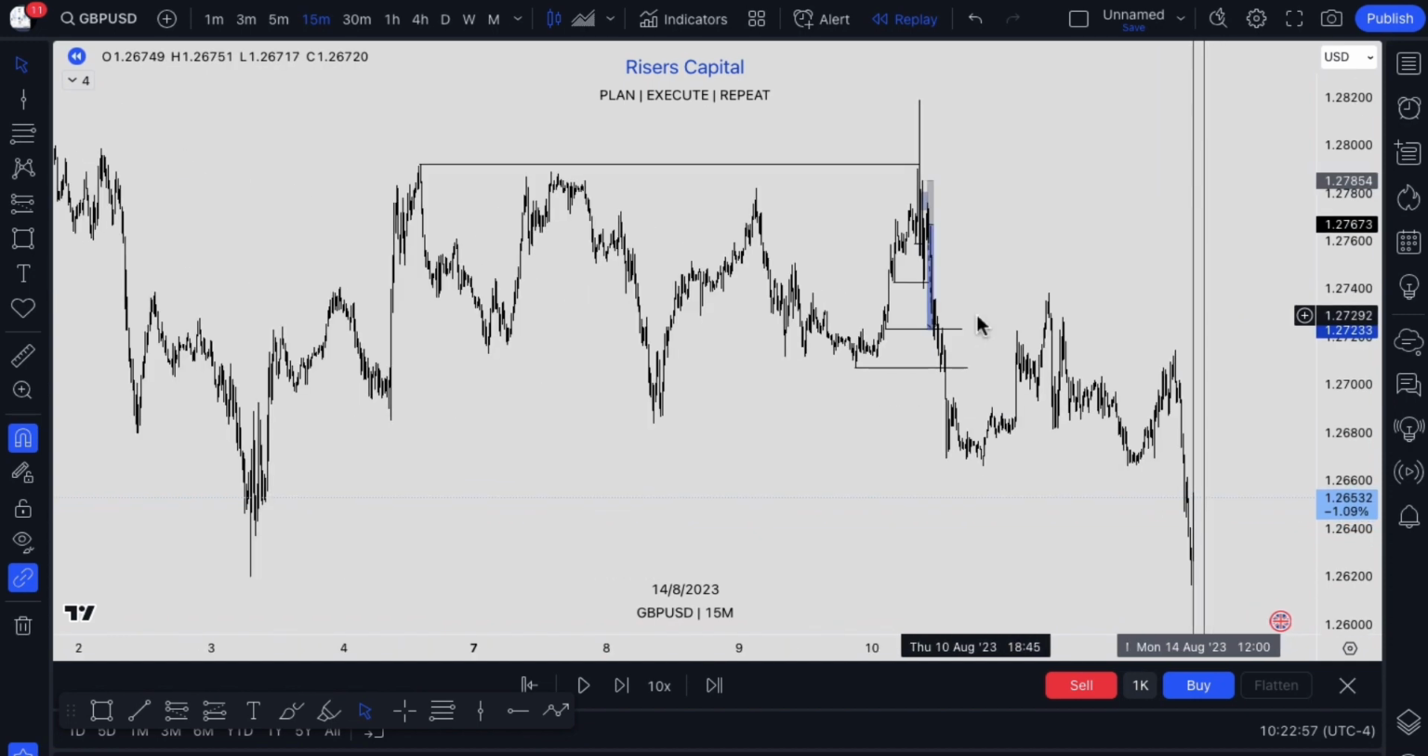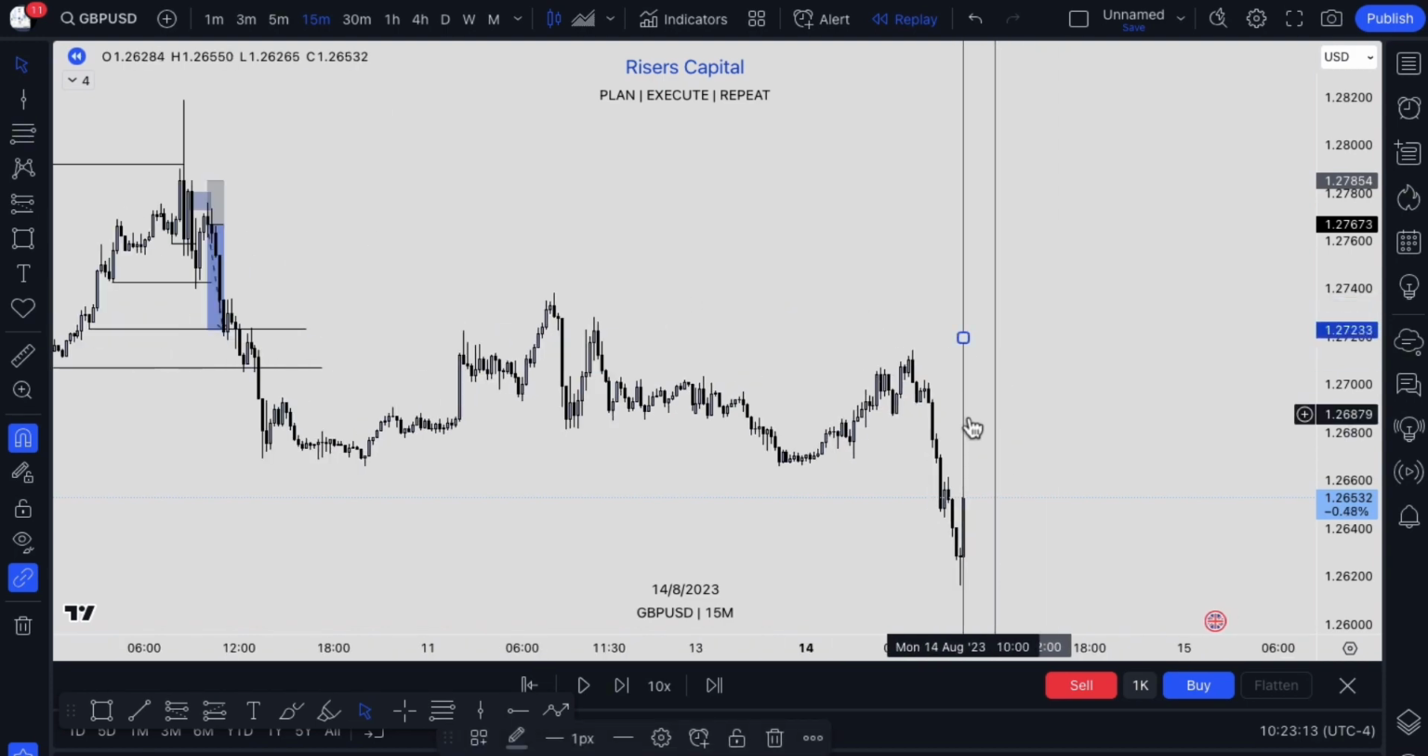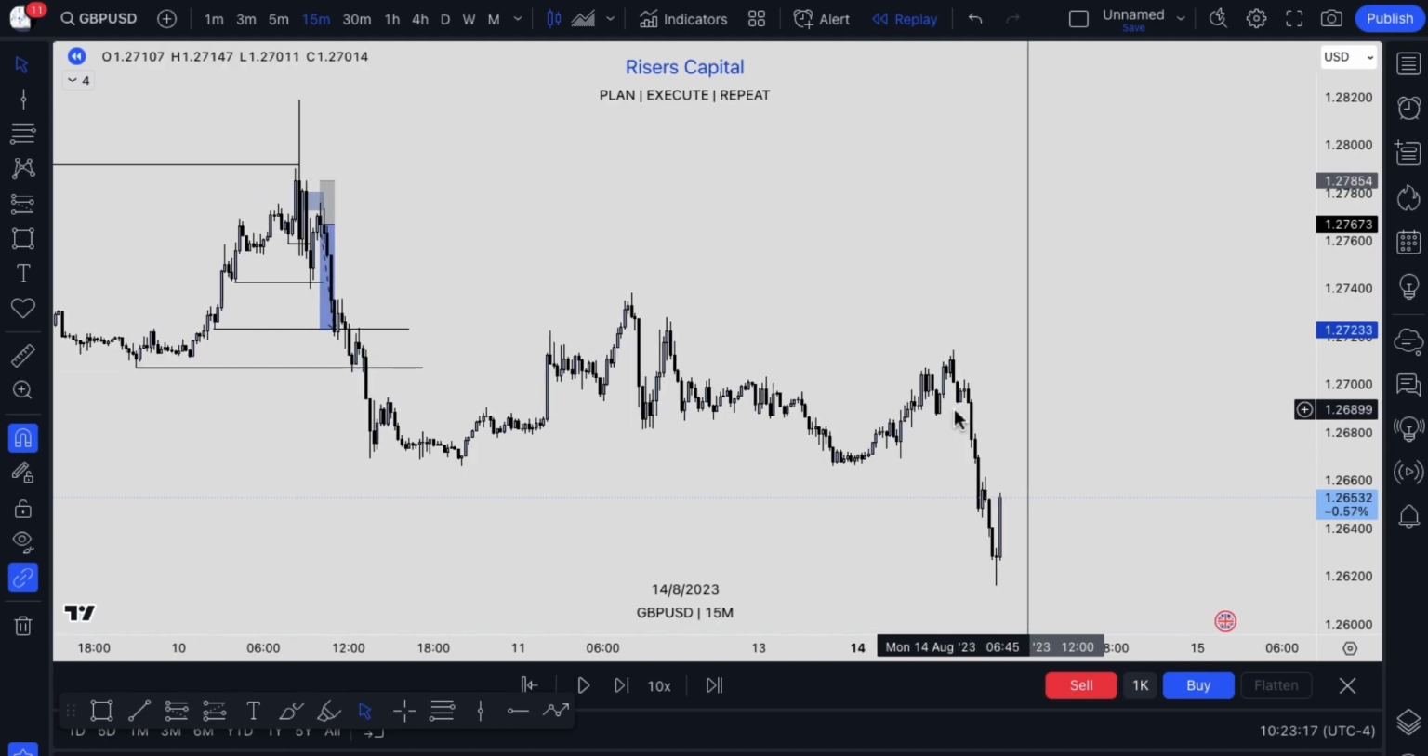And let me just draw your attention to something. So the main move of the day. What's the main move of the day? So the main move of the day was this move down. Okay, during the New York Killzone. Okay, so 7 to 10 a.m. Now let's remove this.